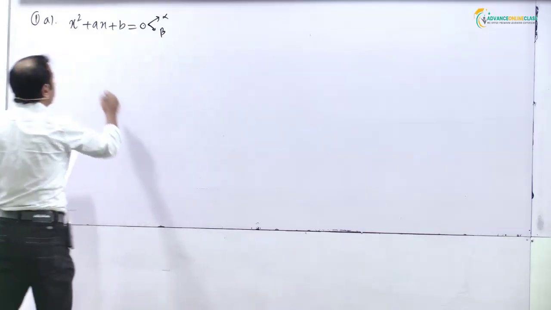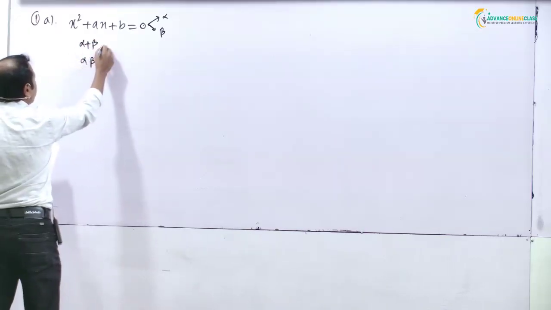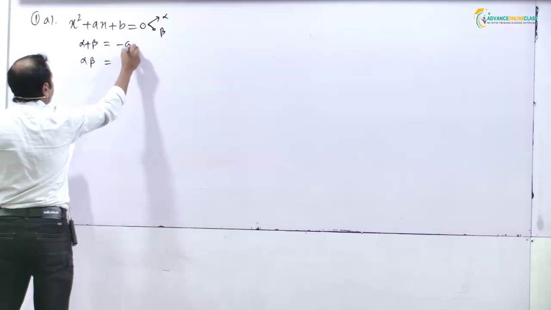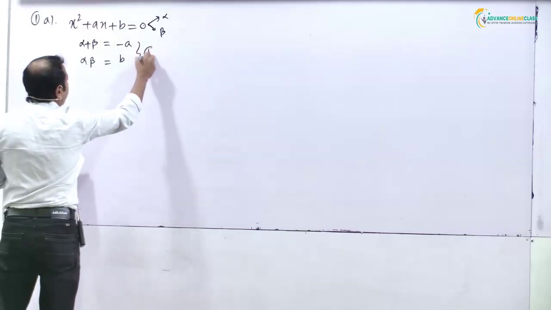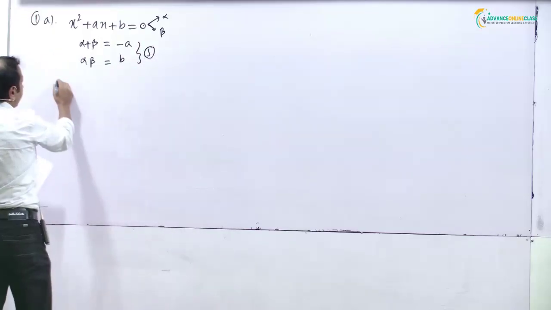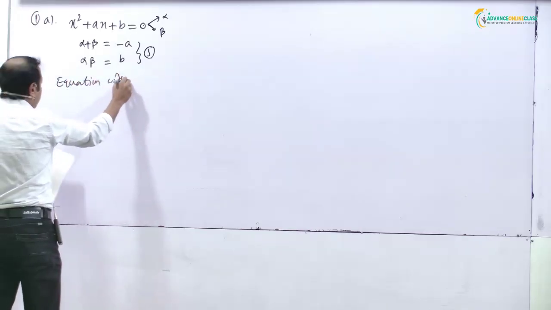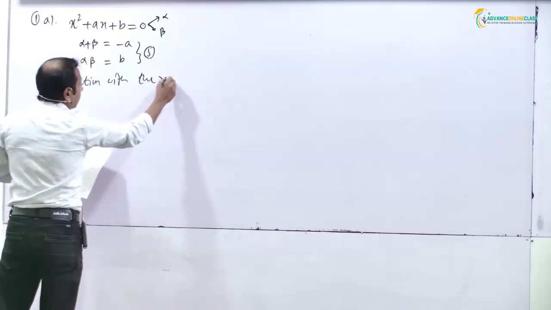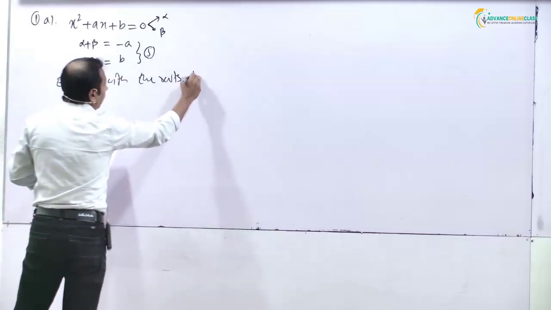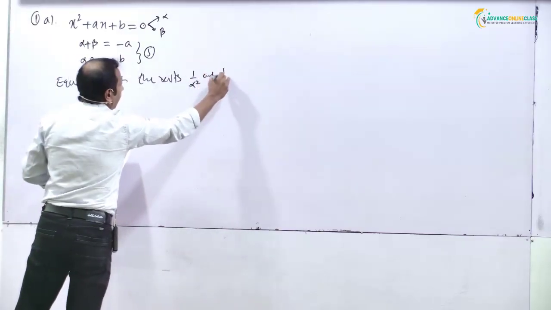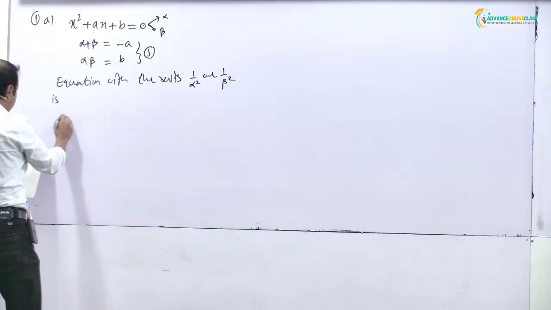Right. So then the sum of the roots and product of the roots we can write. Sum of the roots is going to be simply negative a, product of the roots is b. We get 5 marks for this. Next one, the equation with the roots 1 over alpha squared and 1 over beta squared, we can write what?